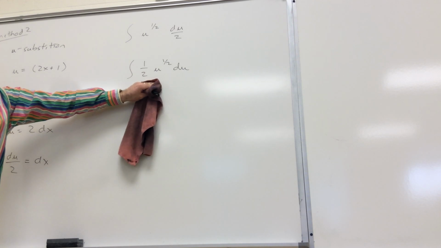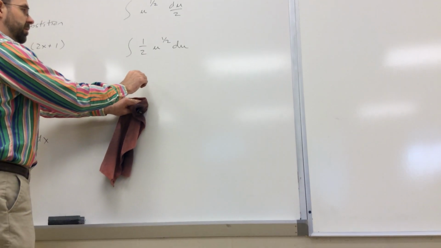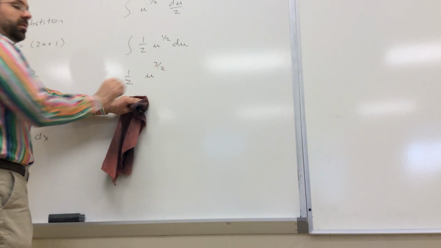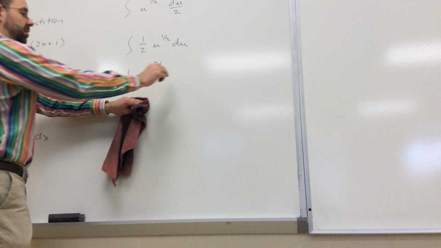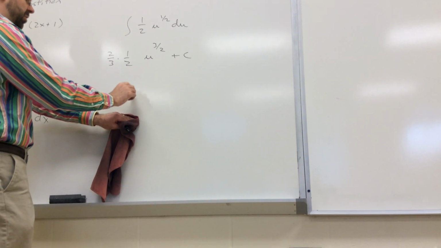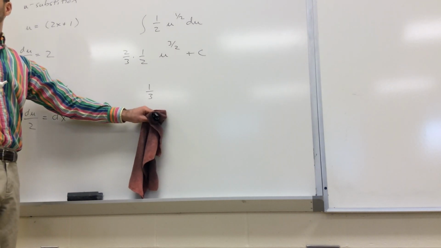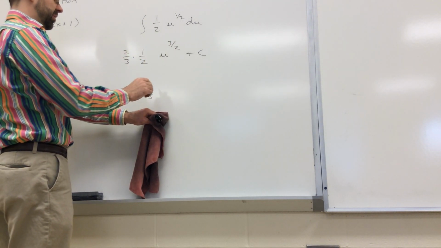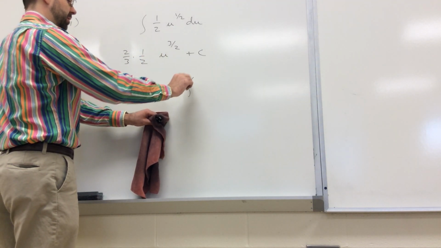And now I'm just going to take the antiderivative. So you just bring the 1/2 down, add 1 to the exponent, divide by the new exponent, divide by 3/2, right? AKA multiply by 2/3. So then that's 1/3. And then I can translate back to x's. Instead of u to the 3/2, I have 2x plus 1 to the 3/2.